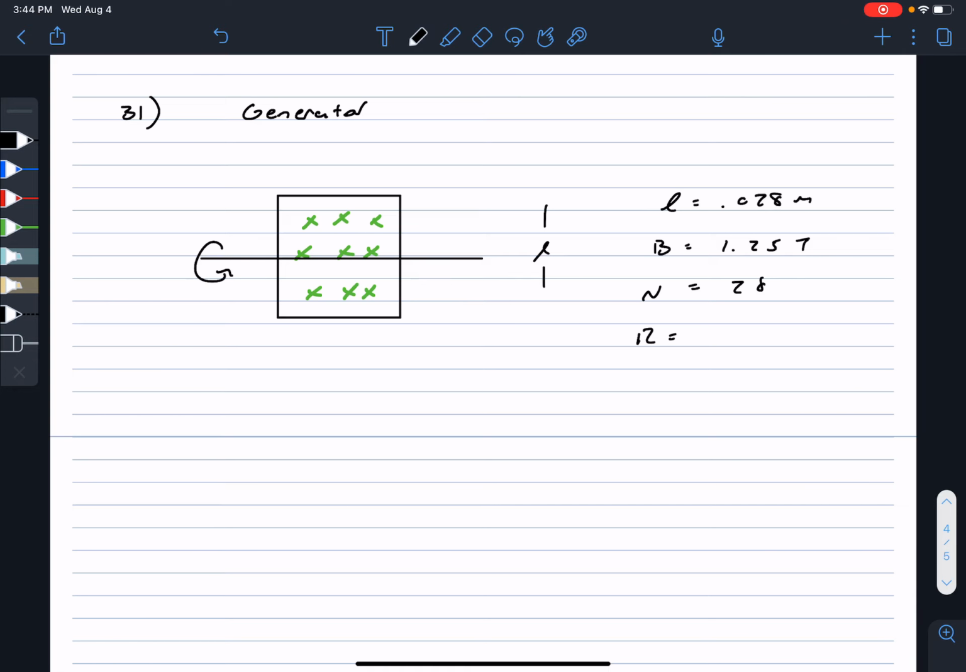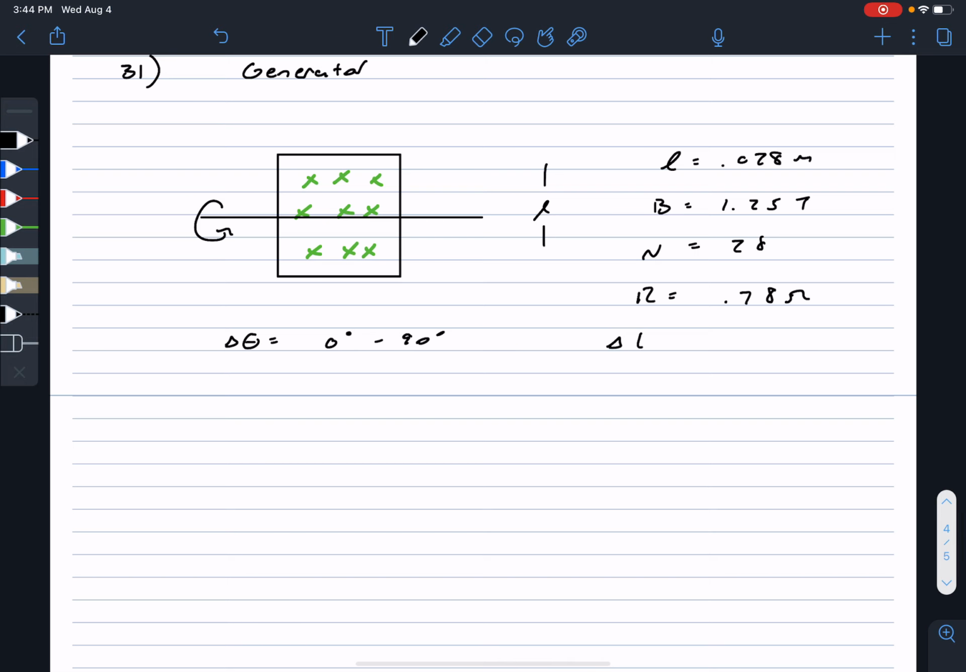Resistance of the coil is 0.78 ohms. And what we're told is that it's going to go from 90 degrees to 0 degrees in a matter of 0.335 seconds. We want to find the average EMF.